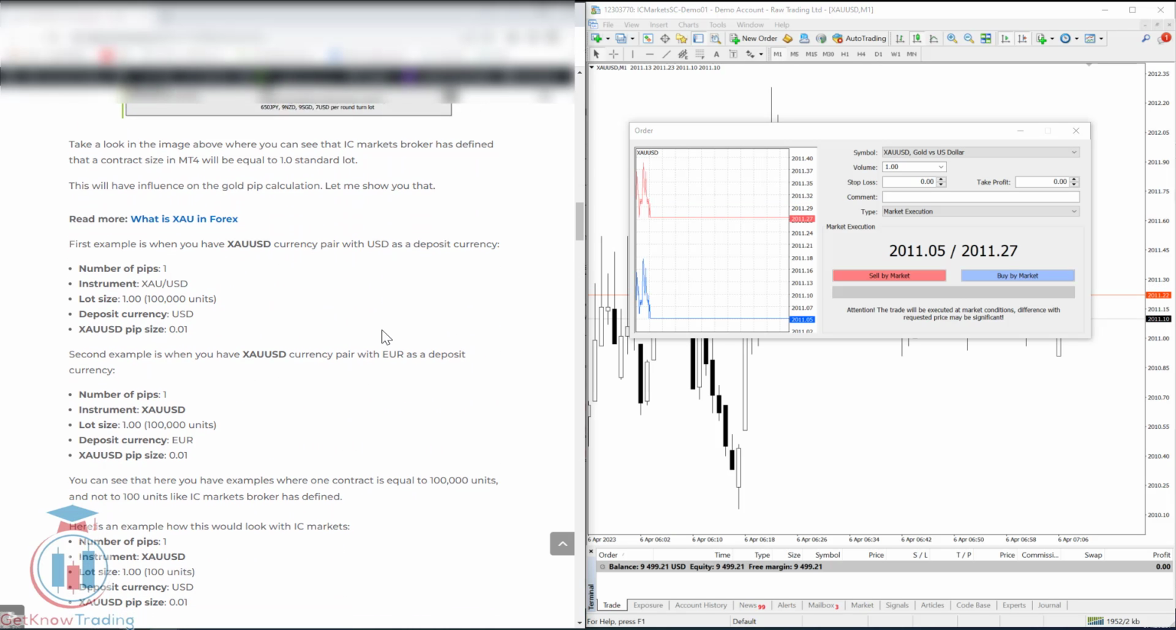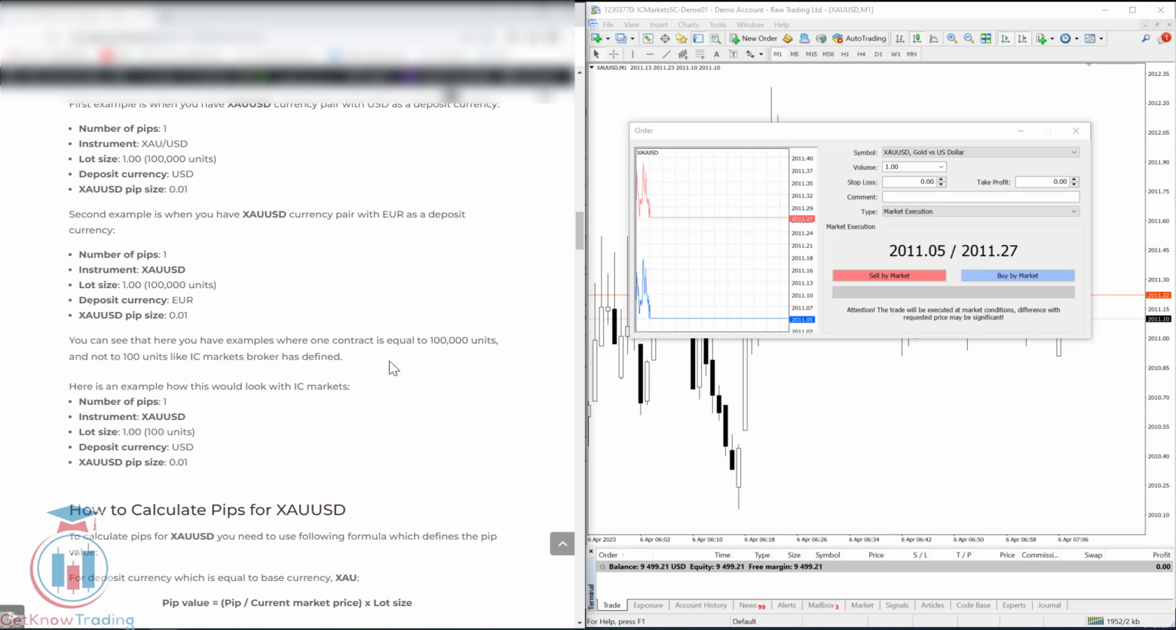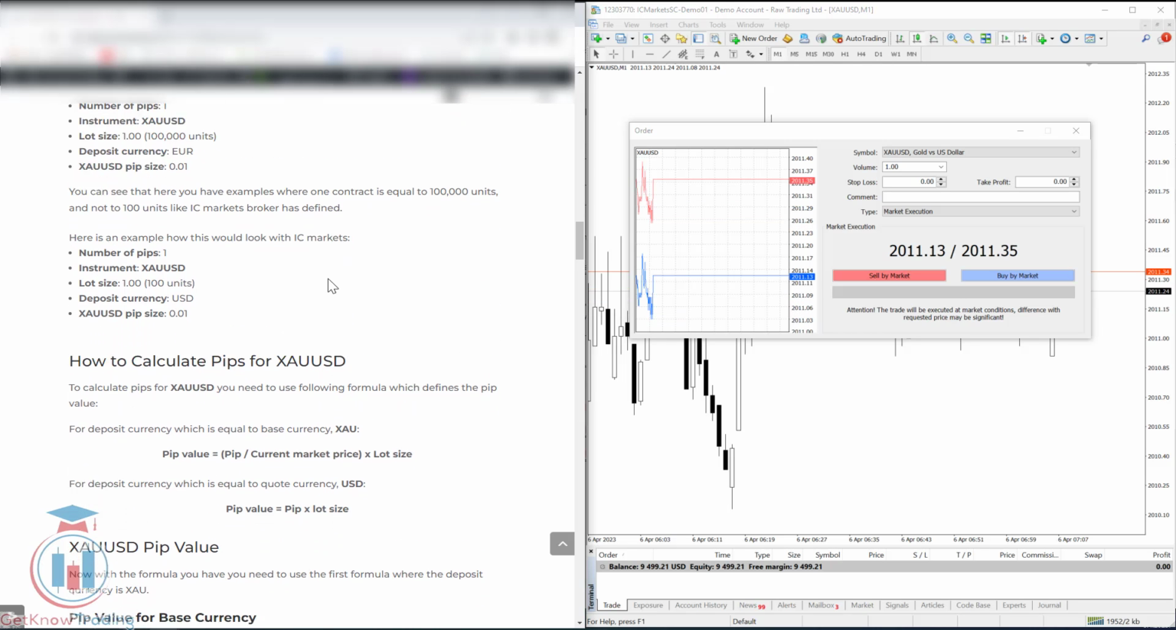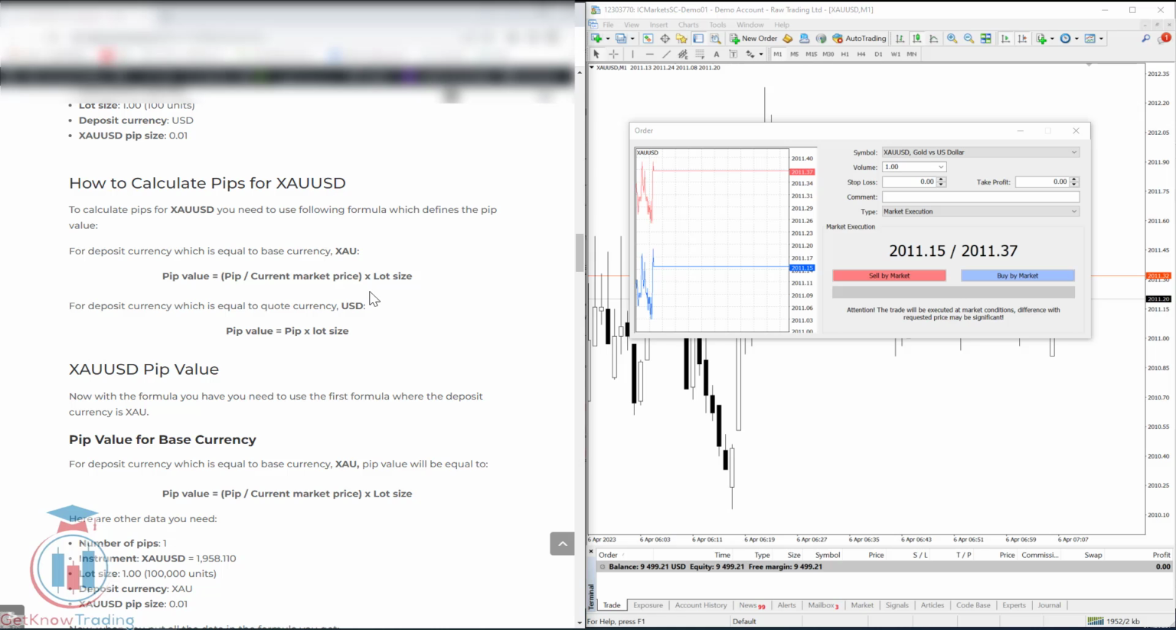There is a case when you have a deposit currency as euro or dollar, or in case you have the possibility to put it as gold, but that's probably not possible. No broker I have seen offers you that. But in a case, how to calculate the pips of gold? There are two formulas. The first one is based on the deposit currency.